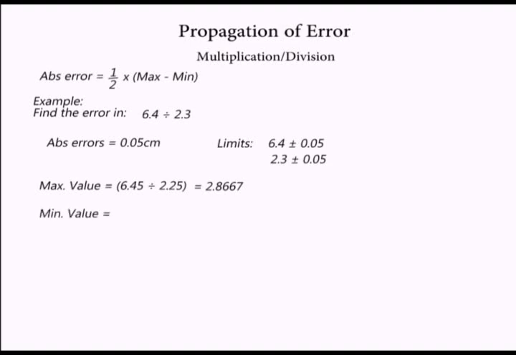Minimum possible value for that division. In this case, we divide the minimum by the maximum, or the lower limit by the upper limit. So we choose the lower limit of 6.4, and that is 6.35, divide by the upper limit of 2.3, and that is 2.35. That will give us 2.7021. The absolute error is equal to a half times the difference between the maximum and minimum values, and that will give us 0.0823.